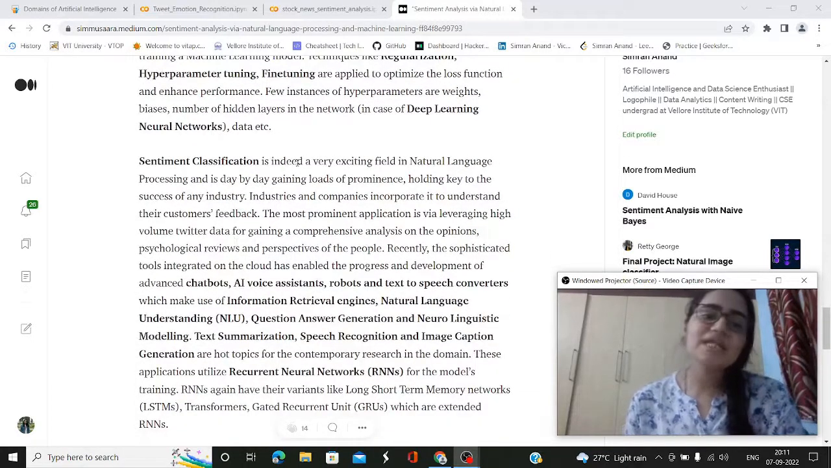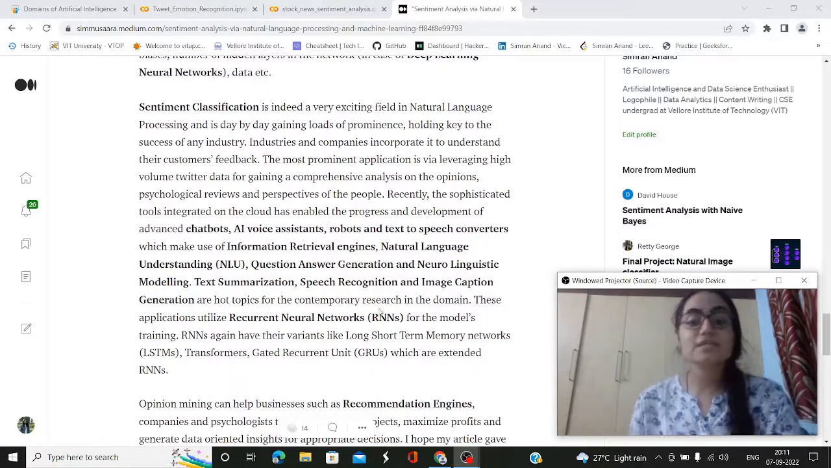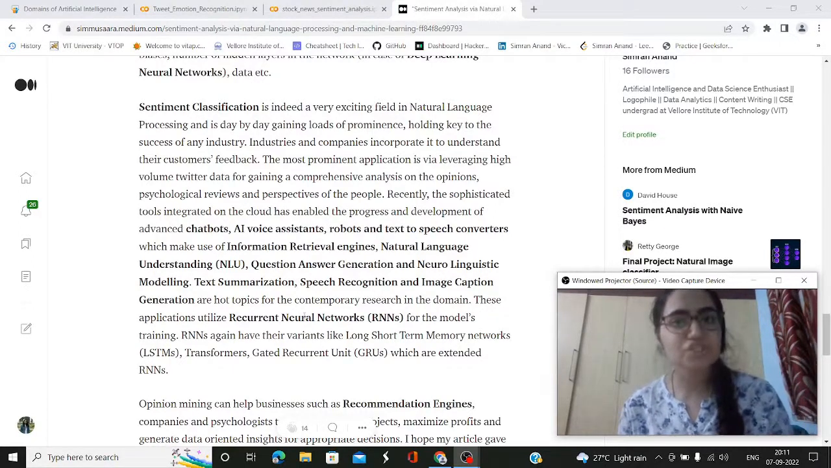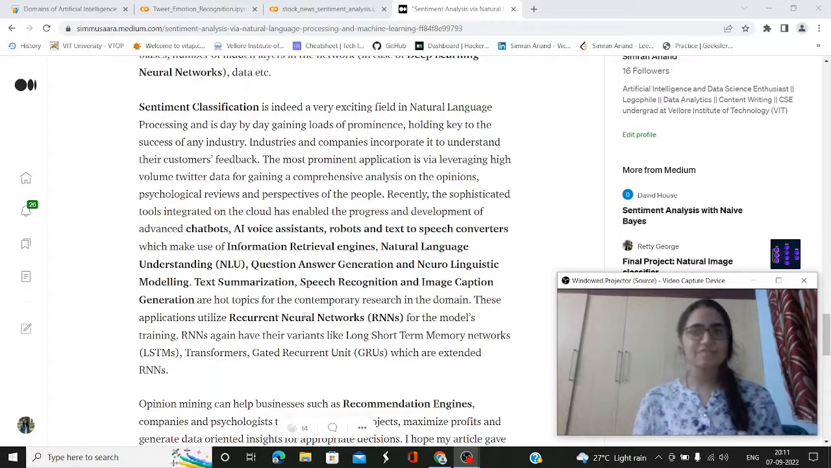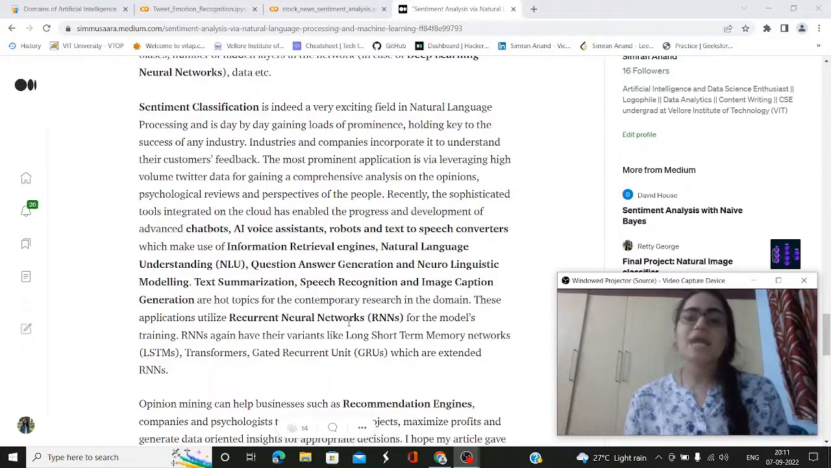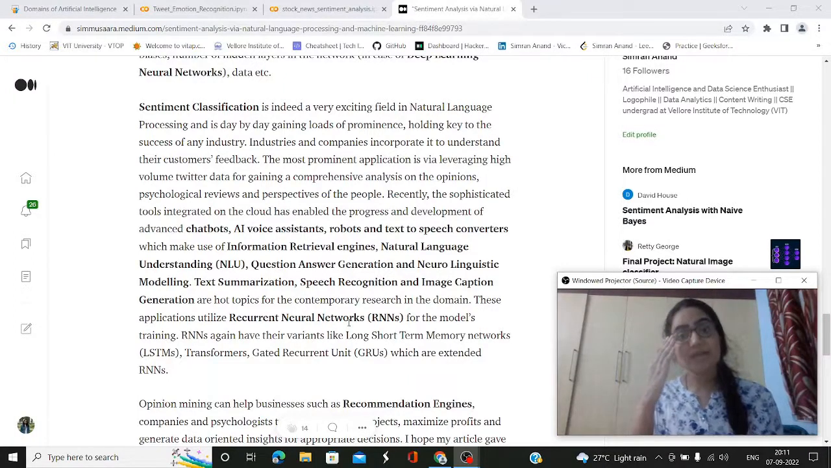Then sentiment classification, to conclude, it is in fact as I told you: in images, convolutional neural networks are used. In text for sentiment analysis, RNNs are used, and RNNs stand for recurrent neural network. And these days RNNs have been modified into different advanced variants like LSTM, that is long short term memory, transformers, gated recurrent units, GRUs, and extended RNNs.